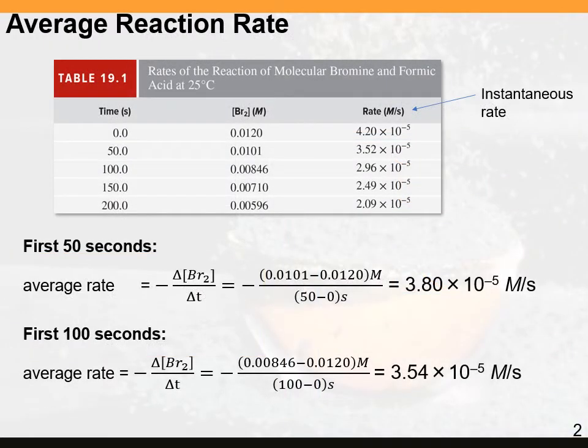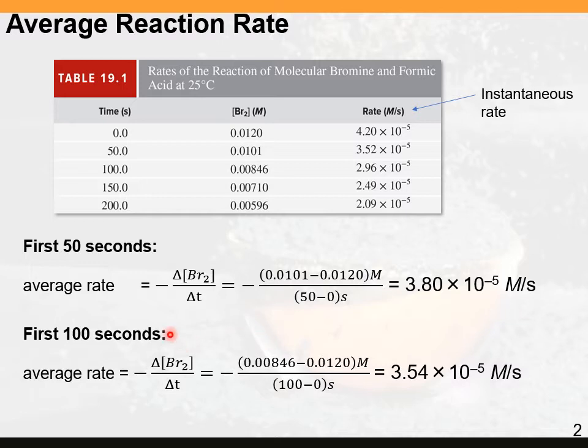The average reaction rate can also be calculated from the measured concentrations at certain times during the reaction. For example, in the first 50 seconds of the reaction, concentration changes from 0.012 to 0.0101. Therefore, the average rate in that interval is a negative of the change in concentration over change in time, which calculates as 3.80 times 10 to negative 5 molarity per second.